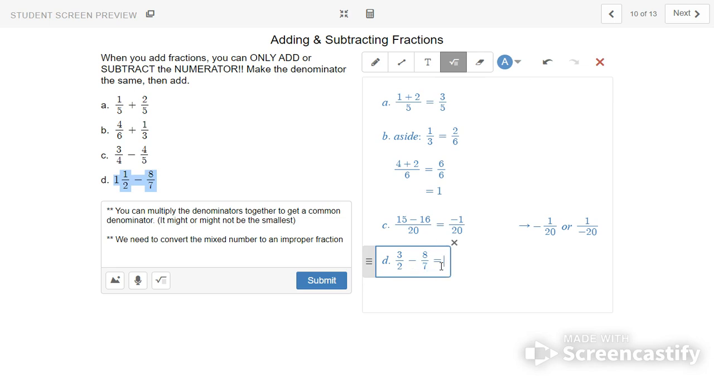We need to find a common denominator. So 14 would work. I'm going to multiply everything in our first fraction by 7, the top and the bottom. And then in this one, I'm going to multiply the top and the bottom by 2. So 14 is our denominator. 3 times 7 is 21. And with our second fraction, we're multiplying it by 2. So we have 16. Now simplifying, 21 minus 16 is 5 over 14.